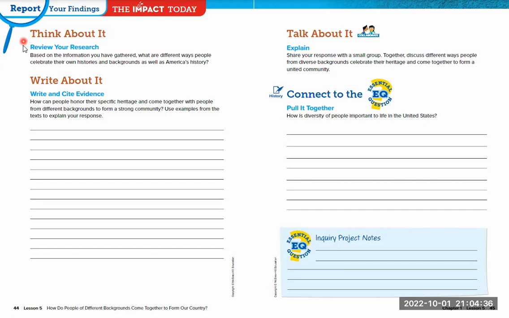So first, you're going to be reading the instructions where you're reviewing your research based on the information you've gathered. What are different ways people celebrate their own histories and backgrounds, as well as America's history? You're going to be writing and citing evidence to prove that, with the question being, how can people honor their specific heritage and come together with people from different backgrounds to form a strong community? Use examples from the text to explain your response.